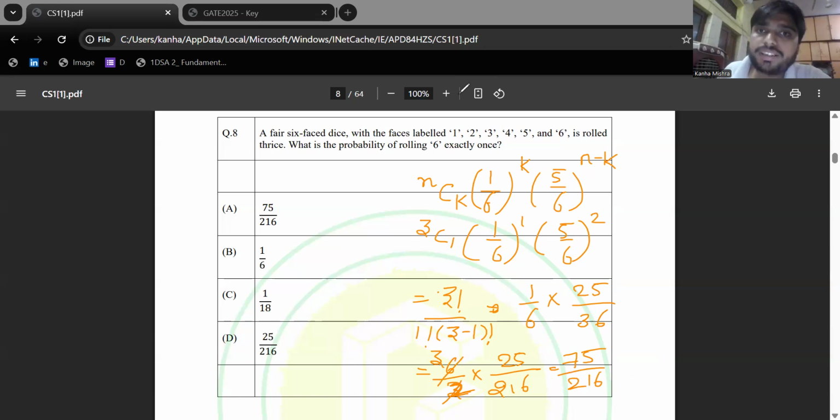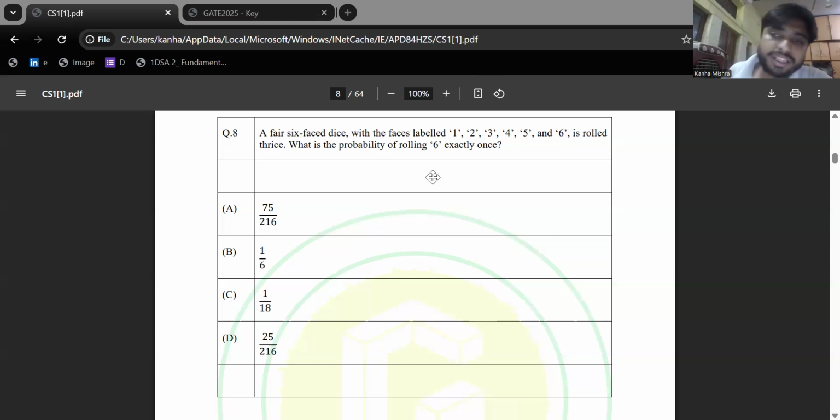This is one way to solve it. Another way to solve this particular question is... So the answer is D. No, not D basically. The answer is option A, 75 upon 216. Another way to solve this is: what is the probability to get 6? 1 by 6.